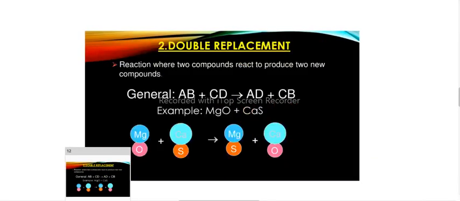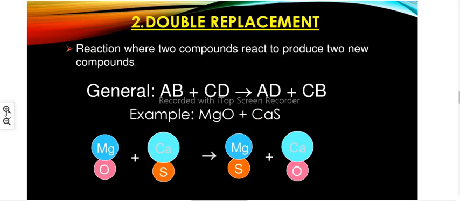Now we're going to start with the second type of chemical reactions, which is the double replacement reaction. In the double replacement reaction, two compounds react to produce two new different compounds. The general equation is AB plus CD. Now, the A will always react with the D. So remember: the fronts together and the middles together. So this will form AD plus, it's not ABC, it's CB.